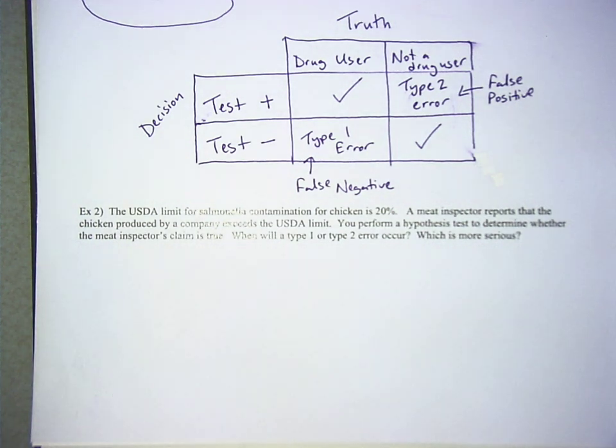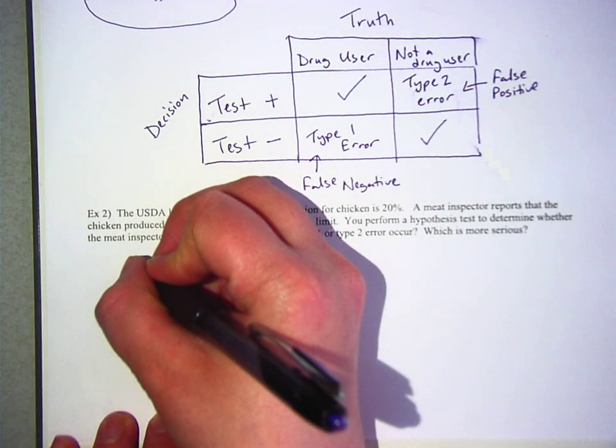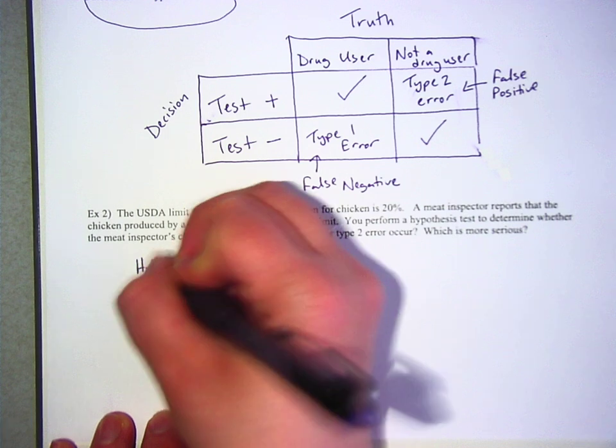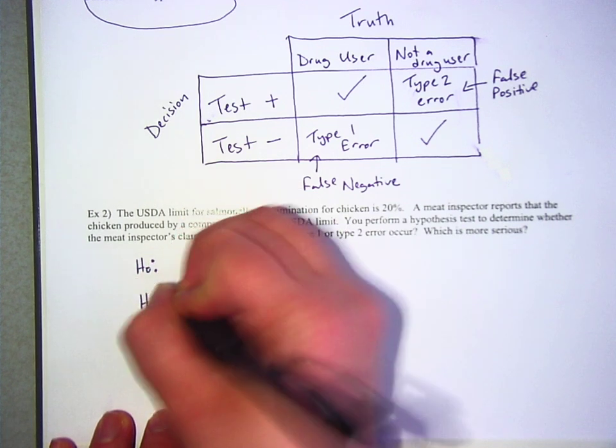Look at this. The USDA limit for salmonella contamination for chicken is 20%. That's their limit. A meat inspector reports that the chicken produced by the company exceeds the USDA limit. Okay, so now we're going to figure out what a type 1 and type 2 error would be. So write down H sub O, H sub A.